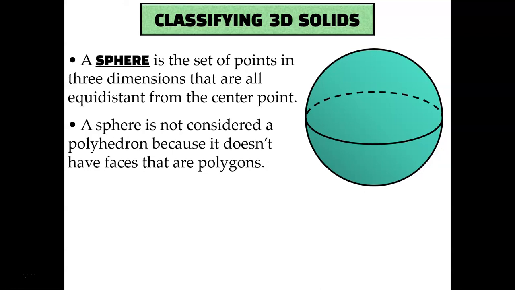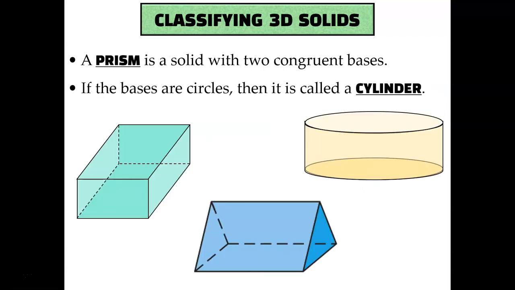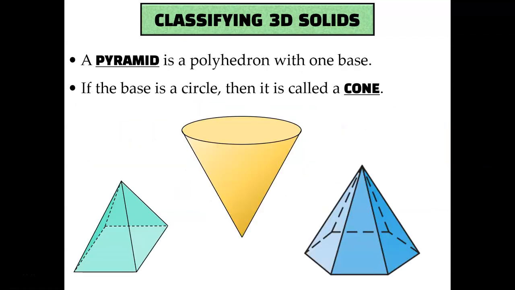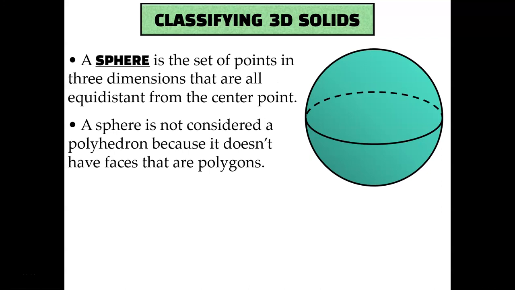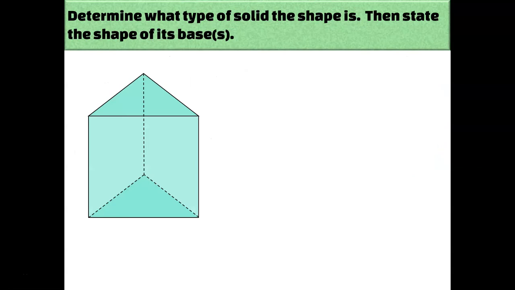So basically what we have are prisms, which have 2 bases, and their bases are connected by rectangles, and pyramids, which have one base, and the other faces are triangles that meet together at the same point. And we have spheres, which are a set of points that are equidistant from a center point. So let's look at a few examples and identify what kind of shape it is that we're looking at.